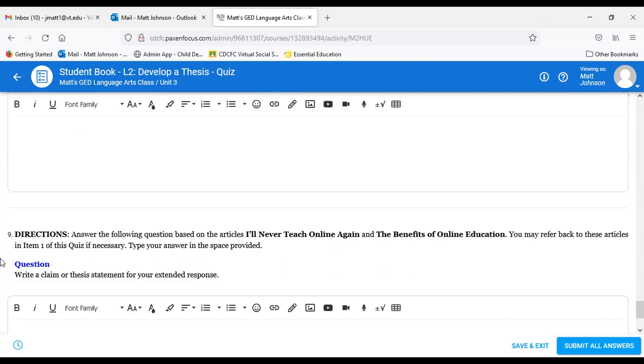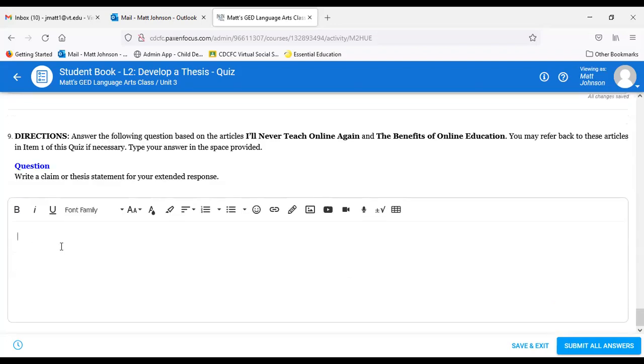It says answer the following, again. So write a claim or thesis from your extended response, right? So what we're going to do here is basically craft our own argument, write our own thesis, whichever way you go. Okay, so we'll do 2. I'll put 2 in here so we can see how this goes. So for starters, let's say Jones is our better argument.